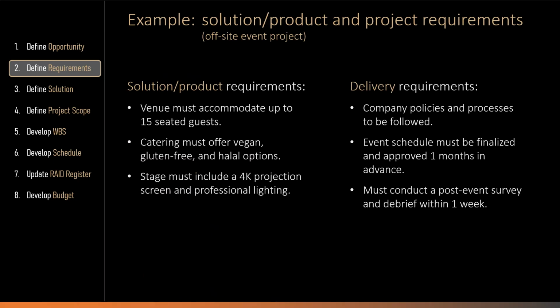Here's an example of requirements for a simple project aimed to conduct an off-site event. Product requirements of the project describe requirements for the project deliverables, such as venue, food, and entertainment, while delivery requirements define how the event should be planned and managed. The requirements include conformance with company policies, need to secure timely approvals, and capture lessons learned.